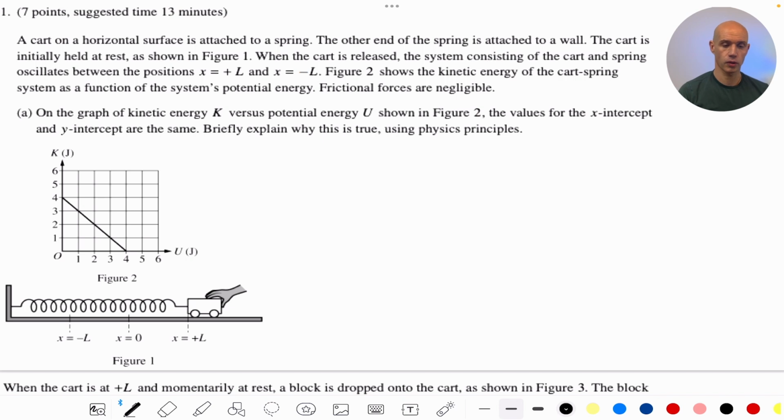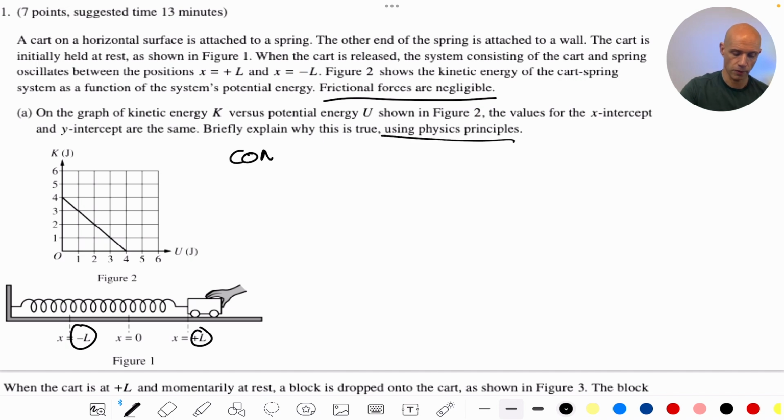So this is 2023 AP Physics 1, and the first problem. We have oscillations. We have a cart that oscillates between two positions, minus L and L. And very important, friction is negligible. In this case, we can use the physical principle of conservation of mechanical energy.